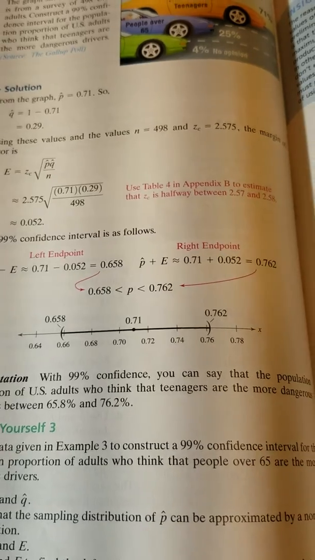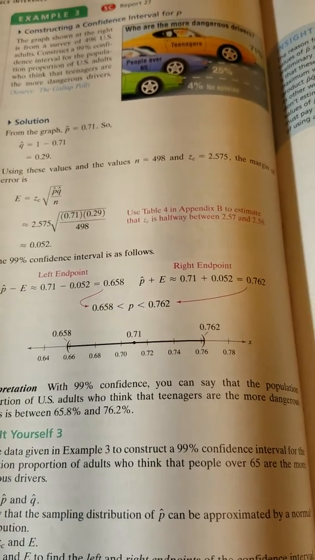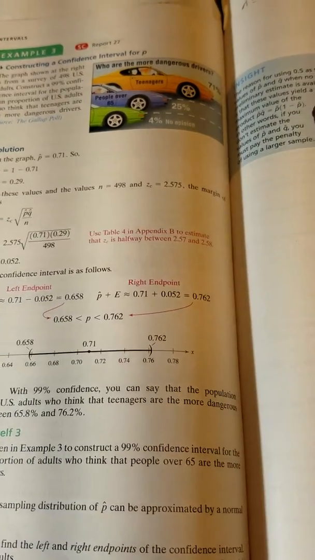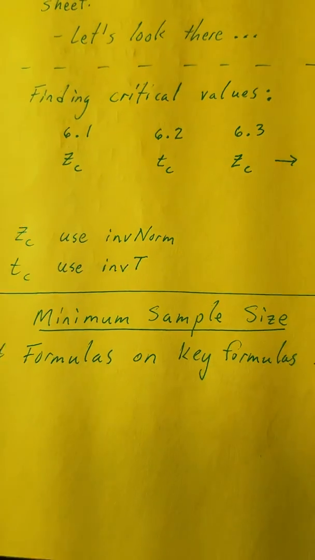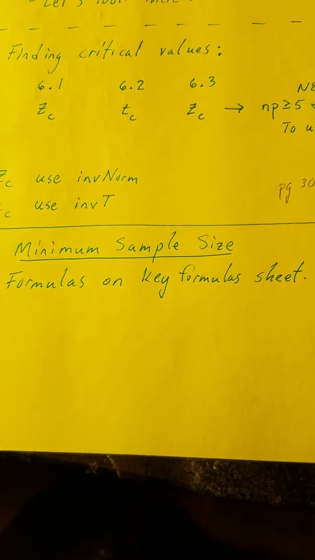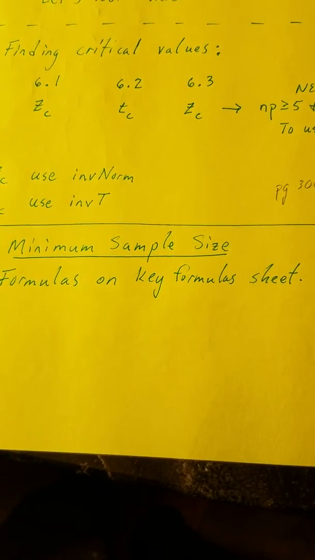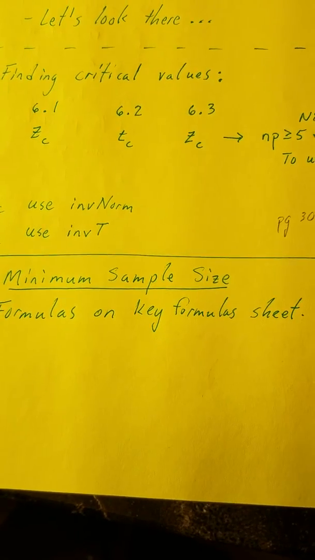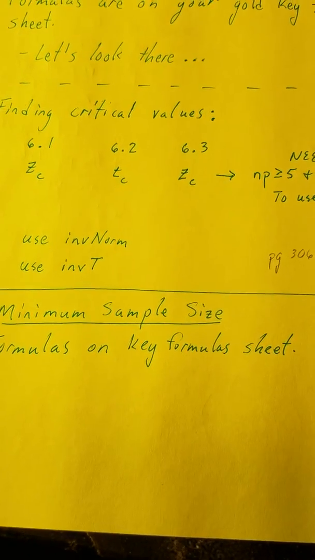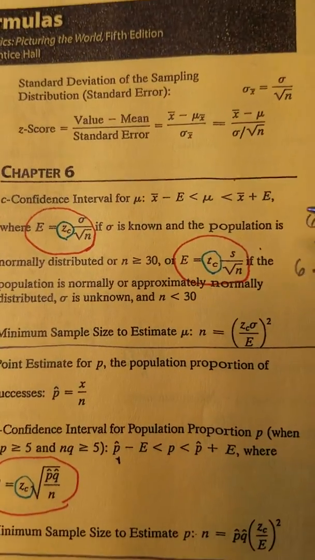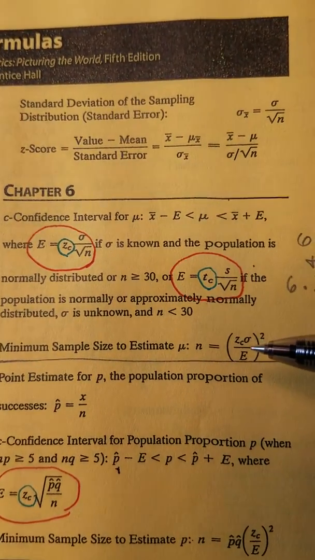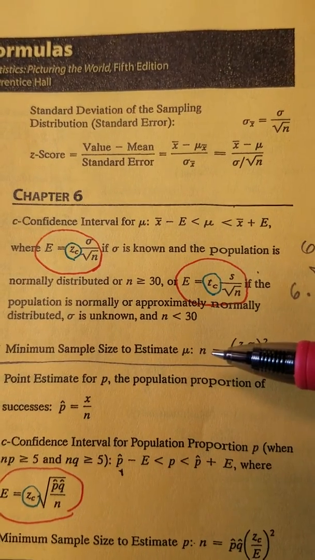The only other thing to talk to you about is they're going to give you some problems where they ask you to find minimum sample size. To do that, you've got to use the formulas on the key formula sheet. That's the only way to do it. The other way is guess and check, and that would take you forever. So where are those formulas? Well, you've already used one of them right here. So n is the minimum sample size.